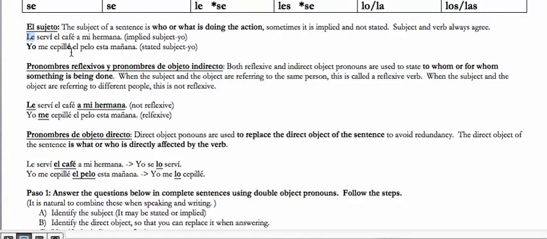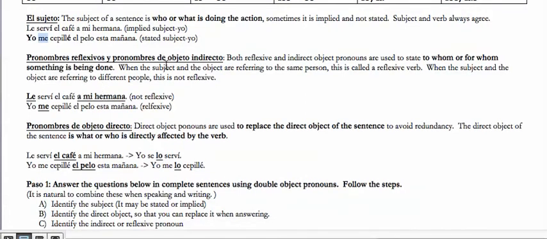Yo me cepillé el pelo esta mañana. We have a stated subject, yo. I brushed, right? Notice that the verb ending is going to agree with the subject, okay? Yo cepillé el pelo. I brushed hair. Whose hair did I brush, right? I brushed it for myself. In other words, it was on my body. Me cepillé el pelo esta mañana.